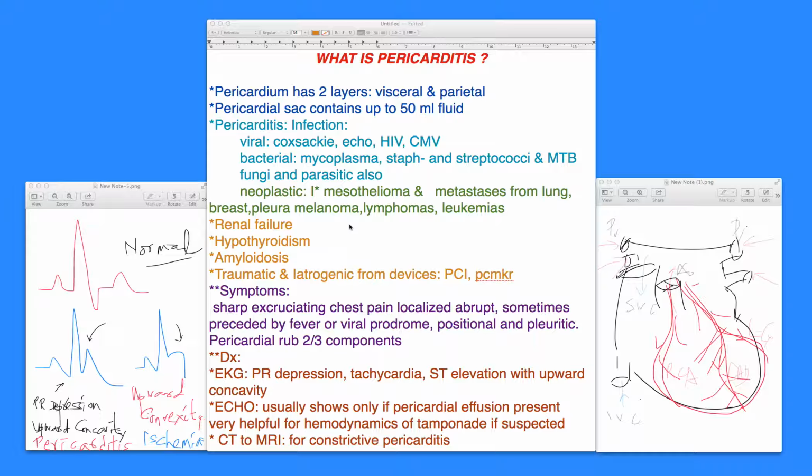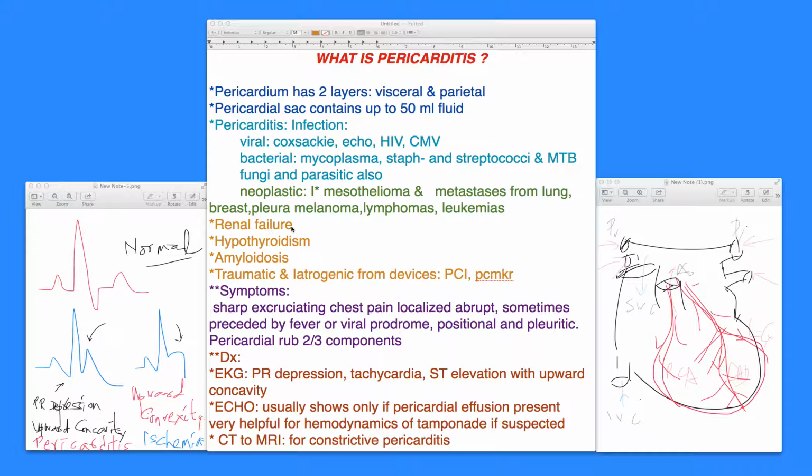Neoplastic, primary, as I said, originates from the mesothelial lining, so that's called mesotheliomas. But metastasis has a predilection from the lung, the adjoining neighboring organs, the breast, the pleura. Melanomas and lymphomas and leukemias are also very notorious in migrating to the pericardial areas. So there is a list of metastases that can be suspected if you see it on the chest X-ray or an echo or an MRI.